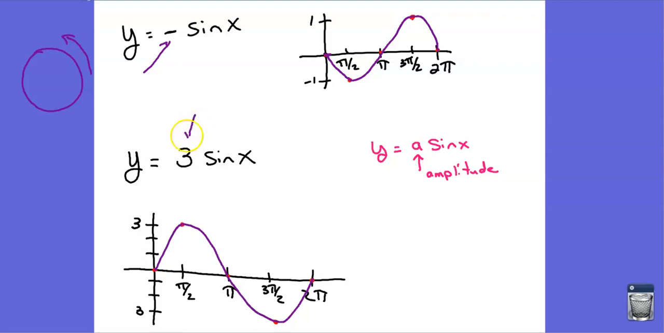Now this 3 on the outside, we talked about this already. Normally what this does is it stretches it or it compresses it, depending on what number that is. So this A on the outside is called the amplitude. Kind of like think of a radio wave. When you turn the volume up, the amplitude goes up on that. So the sound wave just goes higher and higher.